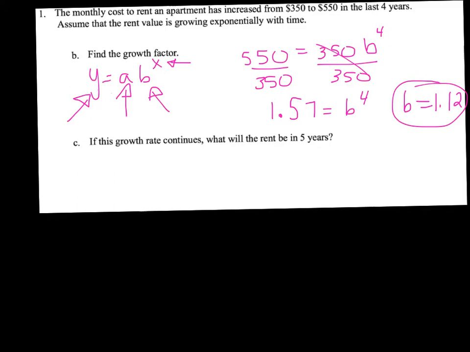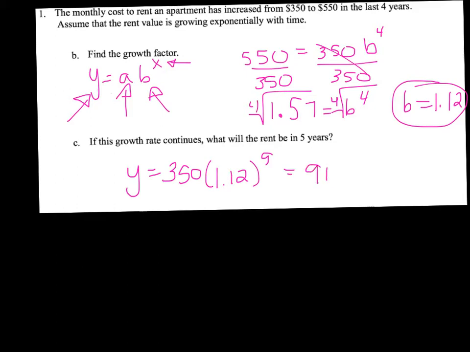If this growth rate continues, what will be the rent in 5 years? So we have y equals our original amount, times our growth factor, raised to the 9th power, because 4 years have already passed and we want 5 more to pass. I'll figure that real quick, and we get $967.68.